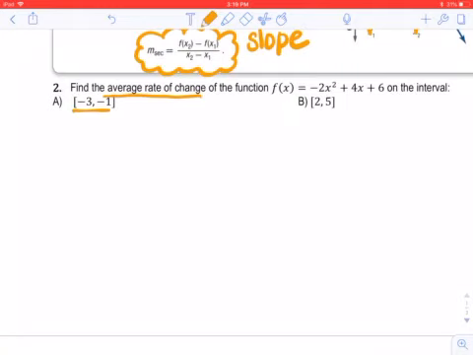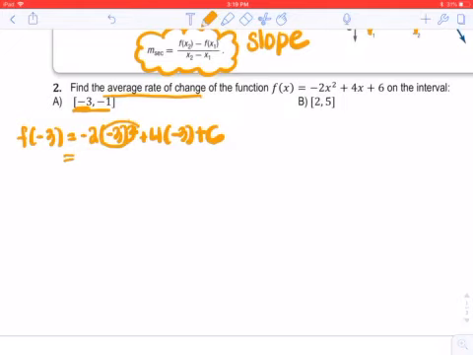We said, all right, I want to know from the x value of negative 3 to the x value of negative 1, what is the average rate of change, or slope, or speed. So we're going to start by seeing what the y value is at negative 3. So f of negative 3 is equal to negative 2 times negative 3 squared plus 4 times negative 3 plus 6. All that I did there was plug in that negative 3.